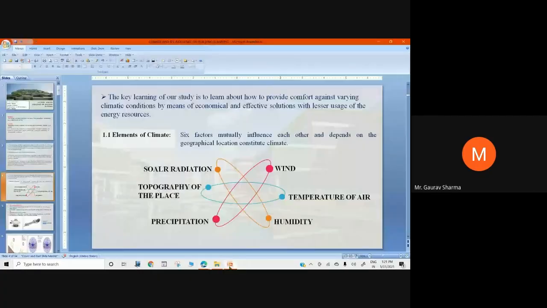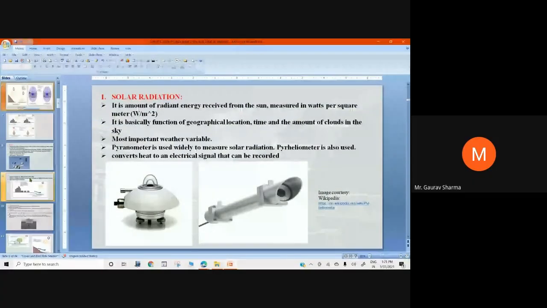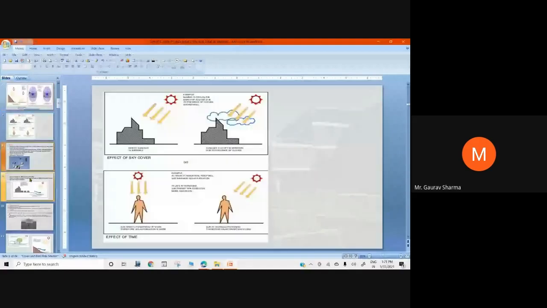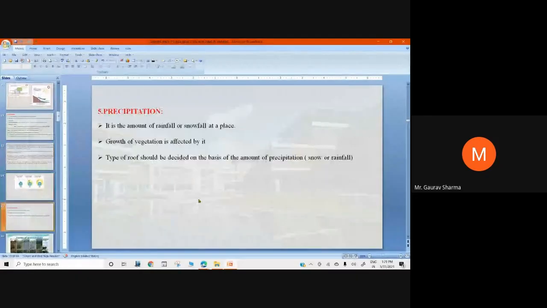So next is your, let's start with the precipitation. So first of all, tell me what is the meaning of precipitation? क्या मतलब होता है precipitation का?